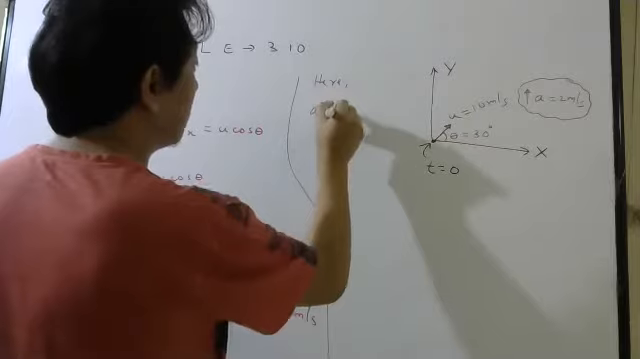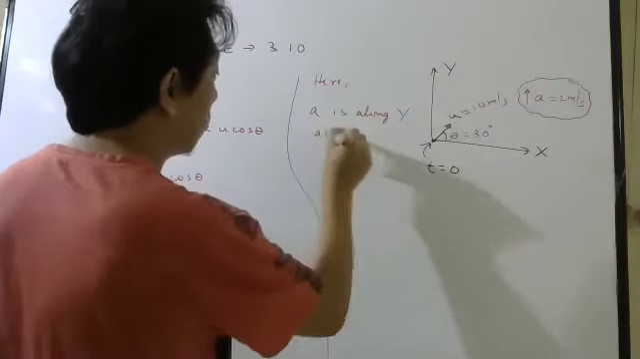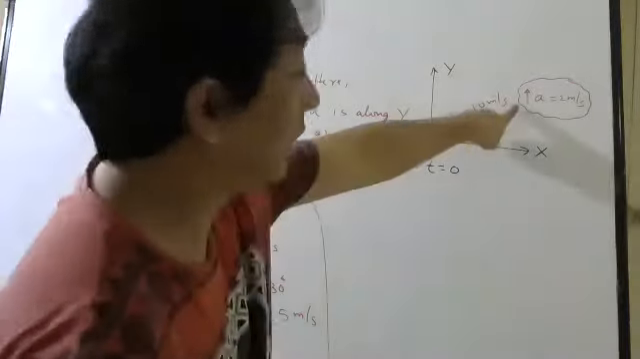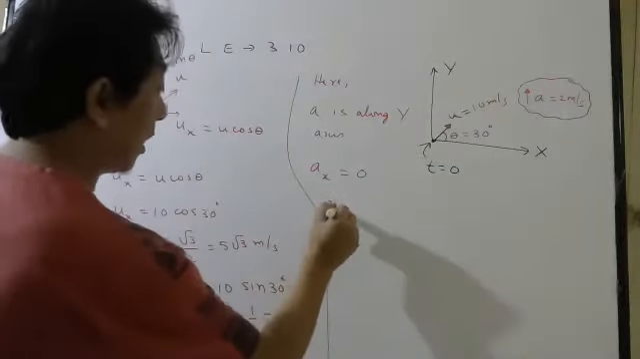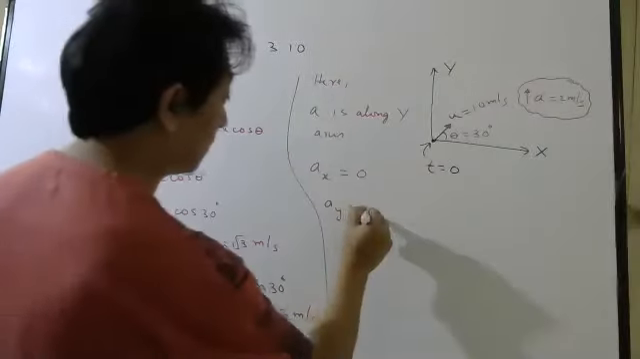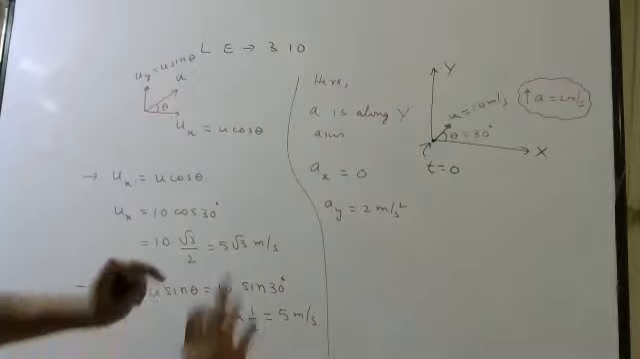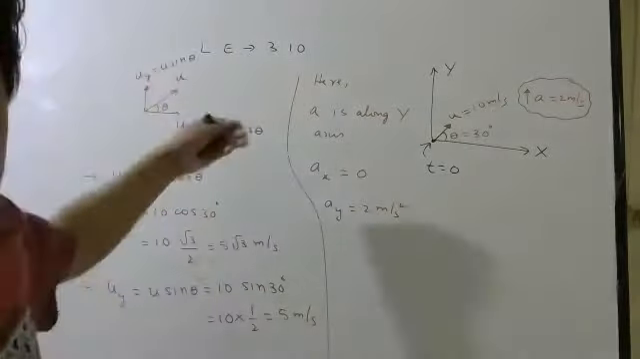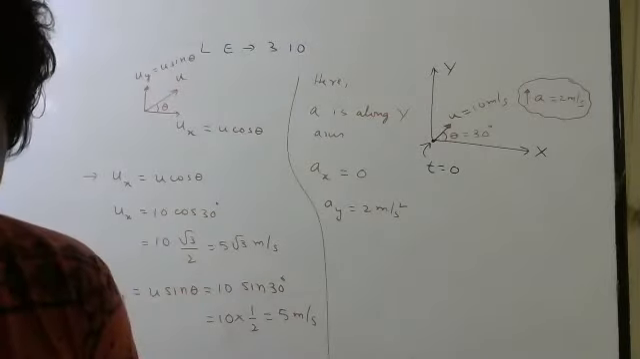Okay. So here since acceleration is along y-axis, it means ax will be 0. This vector will have no component along x-axis, and ay will be whatever they have given, 2 meters per second. So till now I have just written what they have given to me in terms of components. Understood till here?